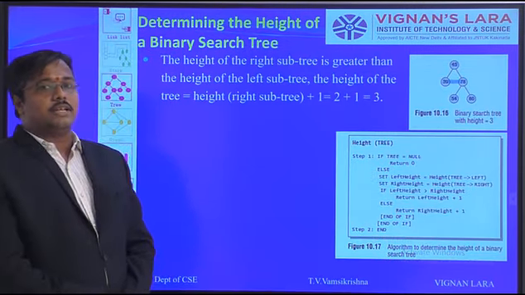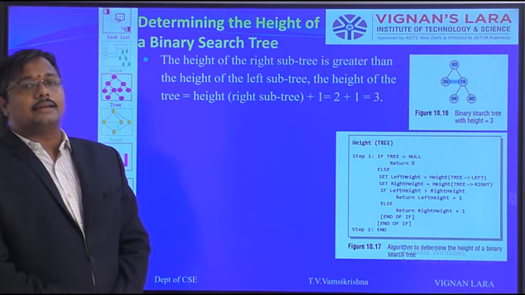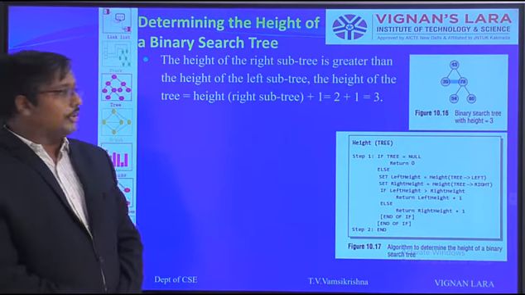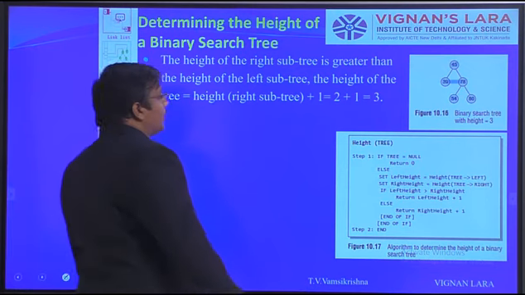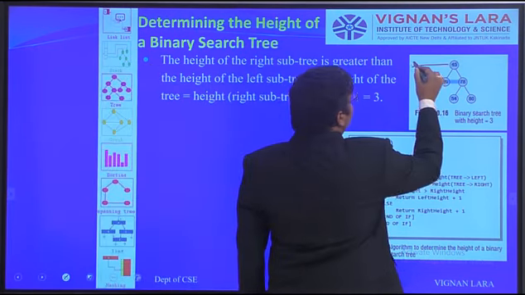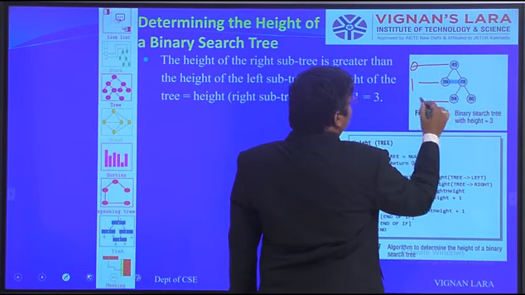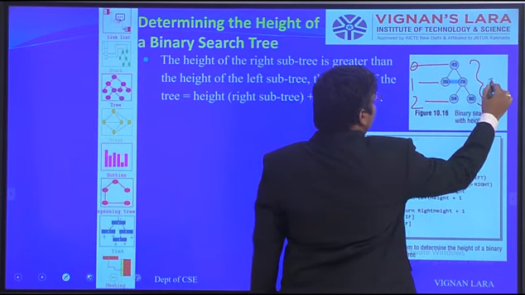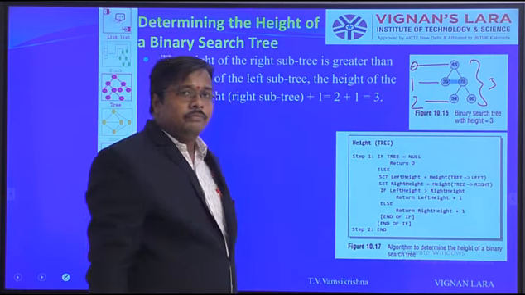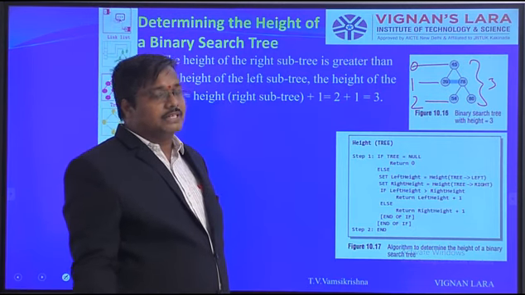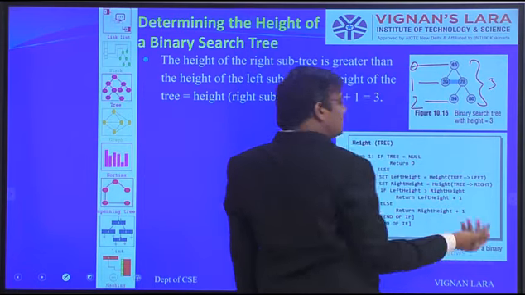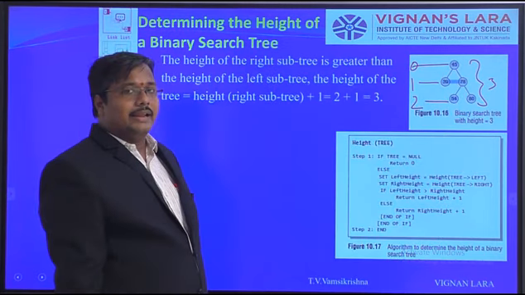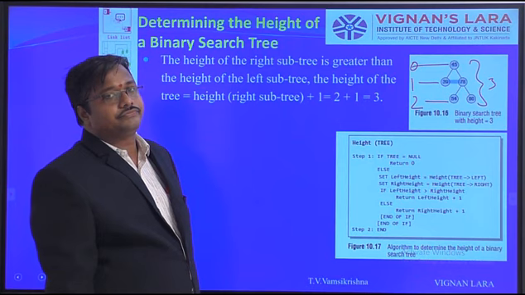Many times they ask how to calculate the height of the binary search tree. Say this is the 0th level, this is the first level, this is the second level. At the time 3 levels are there, height is 3. In that case, maximum level plus 1. Or we can start with 1, 2, 3. So simply you can write binary tree height is 3.